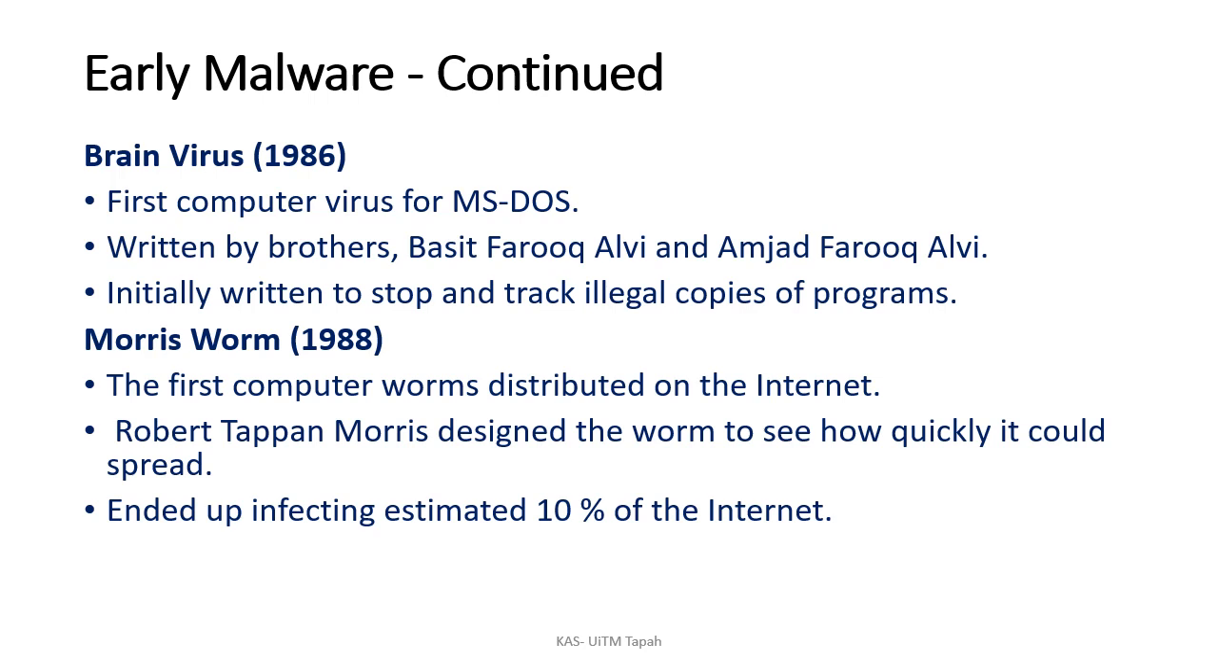Then kita ada Brain virus in 1986. This is a computer virus for the MS-DOS. This is written by Basit Farooq Alvi and also Amjad Farooq Alvi. So mereka adik-beradik, they are brothers, di mana dia write the program to stop and track the illegal copies of program. Actually dia create the virus ni supaya to keep track illegal copies of program. Tapi lama-lama the Brain virus tu boleh infected, boleh dapat track.